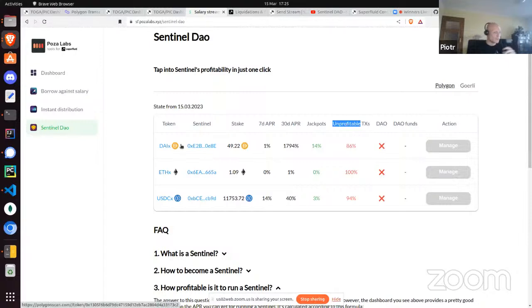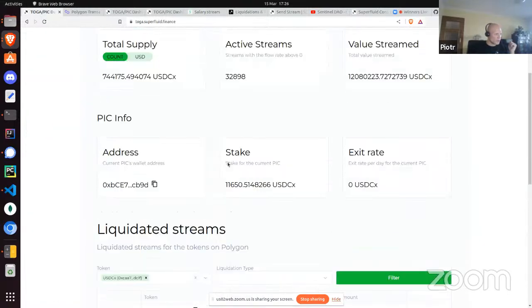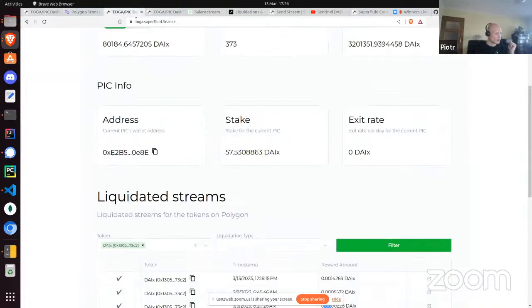So this is a nice overview to have an idea of how profitable and how sustainable your investment is. And one point that I want to draw some attention to is the difference between the DAI super token and the USDC super token. You can see that the stake currently for the USDC is very high. Actually, if I refresh that, it should be updated to the right value.